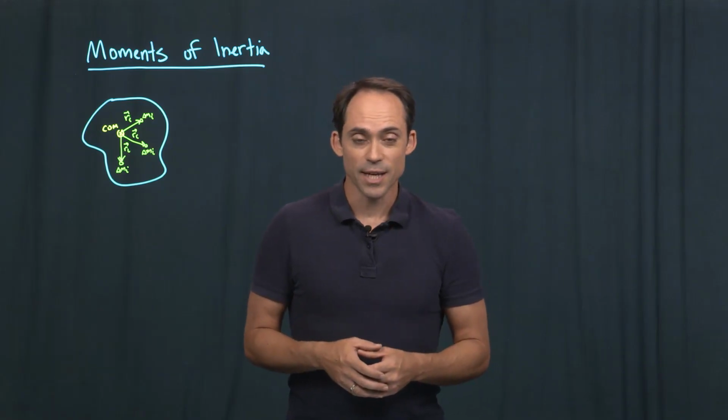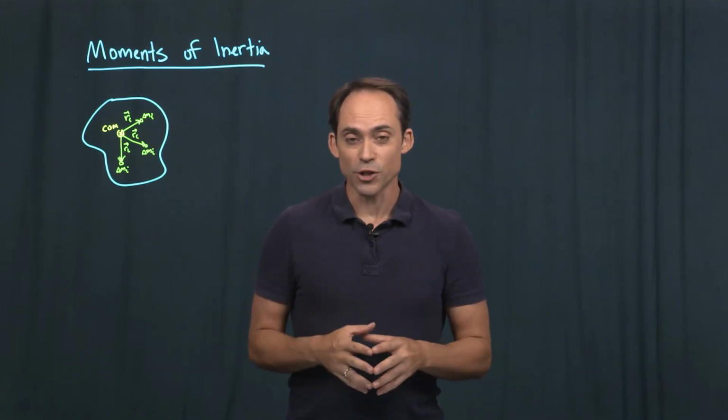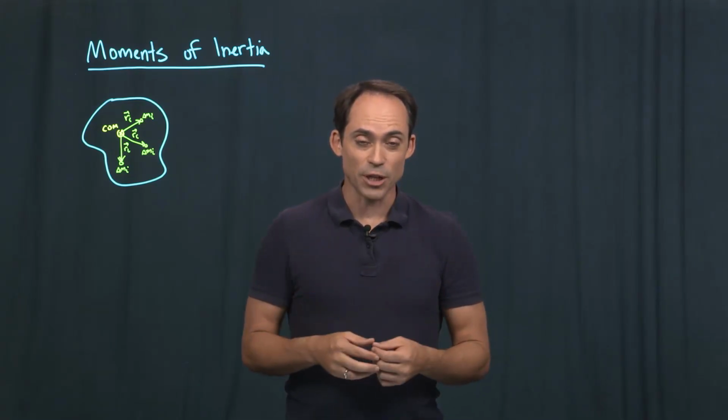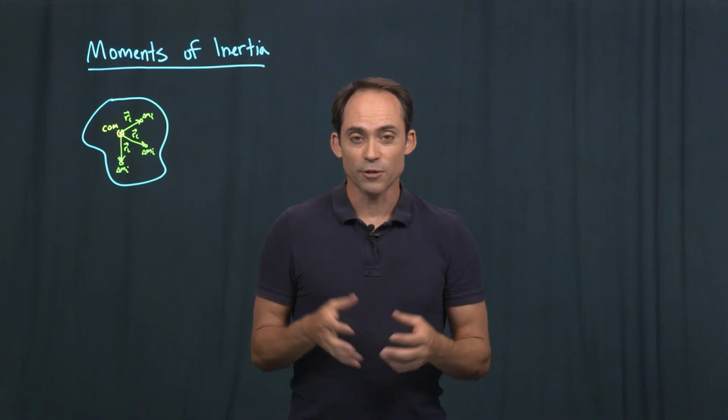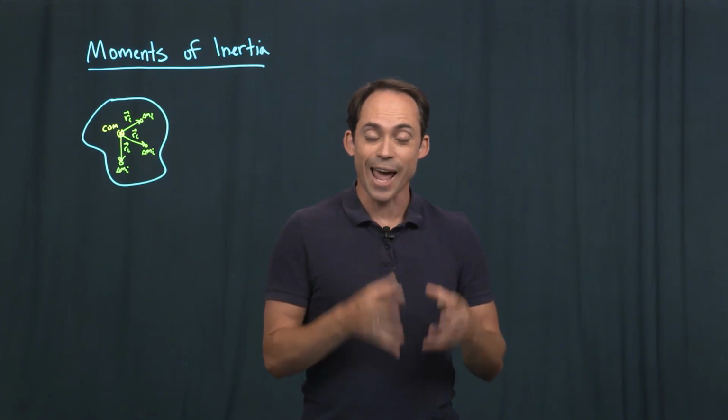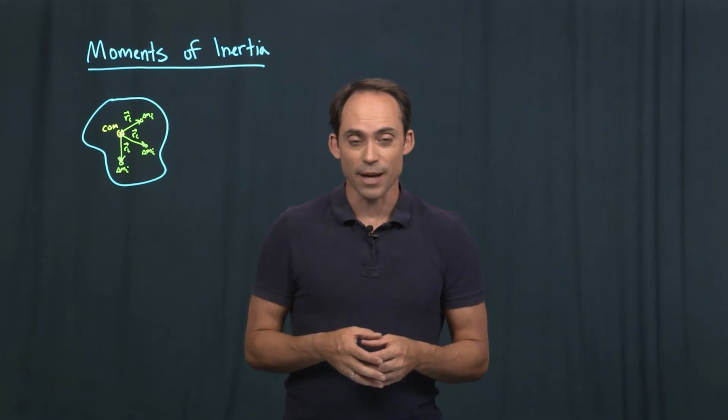Hi everyone, I'm Professor Bergasser, and in this video we're going to be computing some moments of inertia for some commonly shaped objects. Now remember that a moment of inertia is this distribution of mass, the sort of shape of an object that we need to know in order to convert between an applied torque and the resulting angular acceleration that comes out of that applied torque.